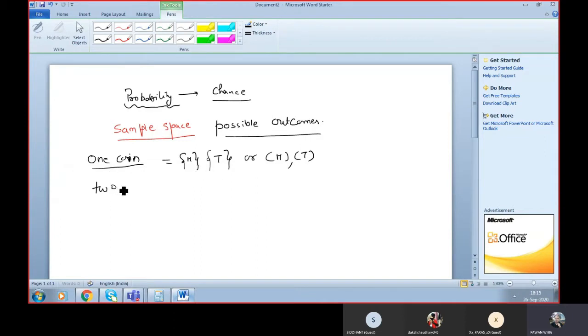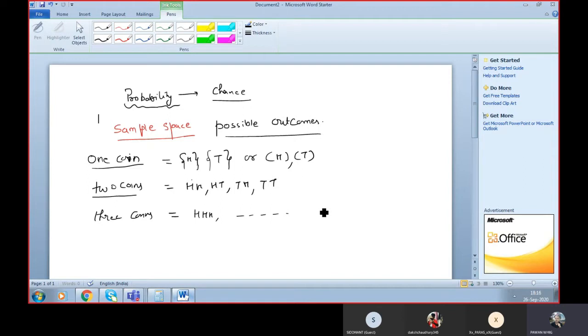If we toss two coins, what are the possible sample spaces for that? Definitely these are HH, HT, TH, and TT. You may put the brackets or you may not put the brackets; it doesn't make any difference. So for two coins, the sample spaces are these. And for three coins, what are the possible outcomes? Definitely these are HHH, and so on, these are the possible combinations.